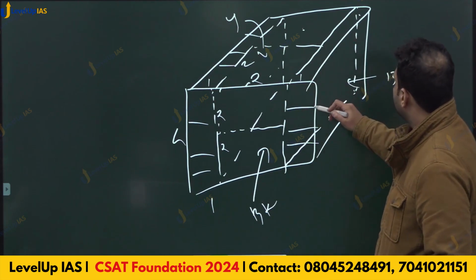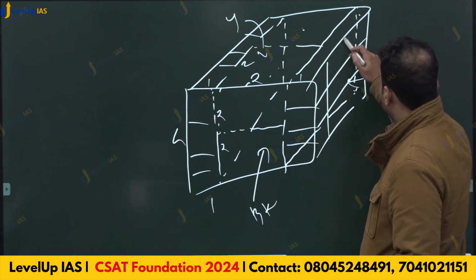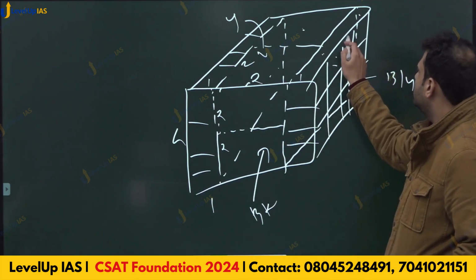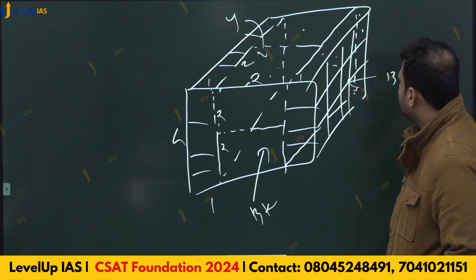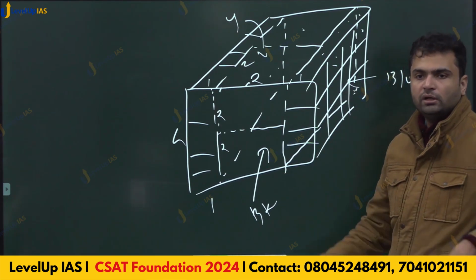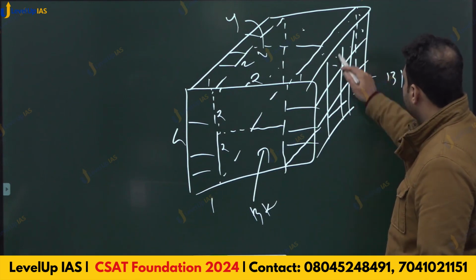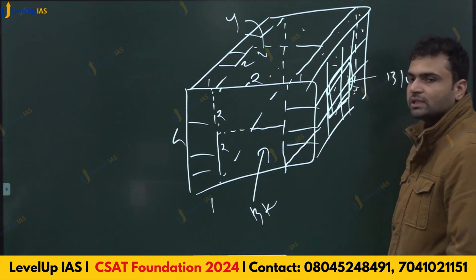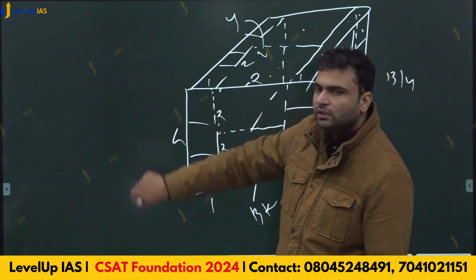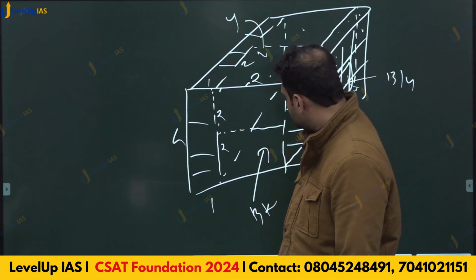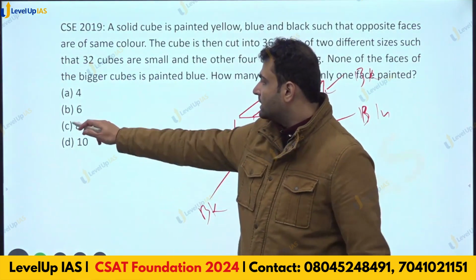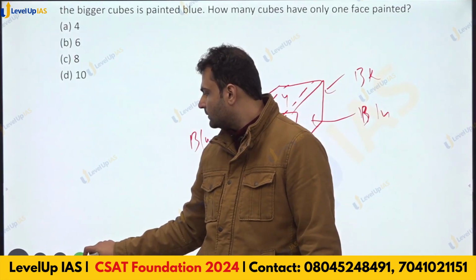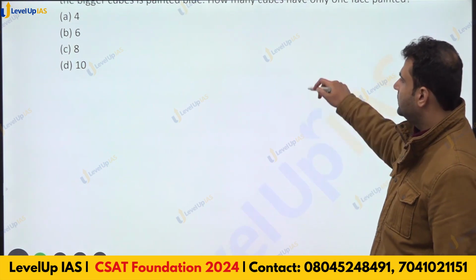What else? Whatever there are on the edge, they are also out, because edge means 2 faces being painted. So we want cubes that are not on the edge but on the surface of this. This is 4 by 4 by 4. We want only those on the surface. So these 4 are the ones we are looking for. 4 on this side and 4 on this side. That is all. So total is 8. Answer here is C, 8.